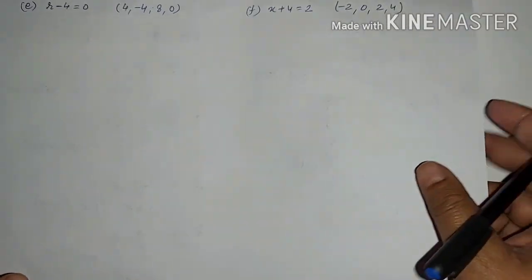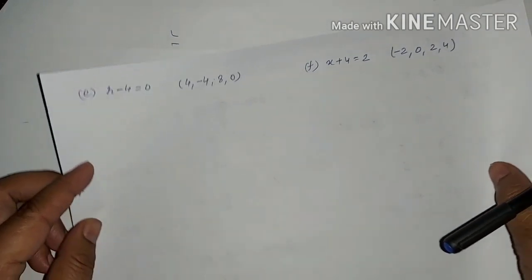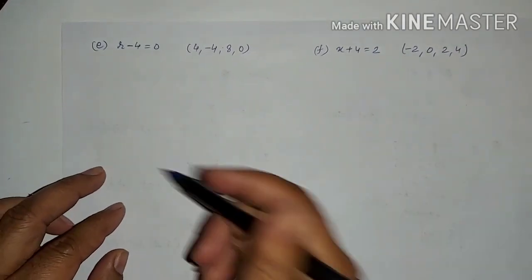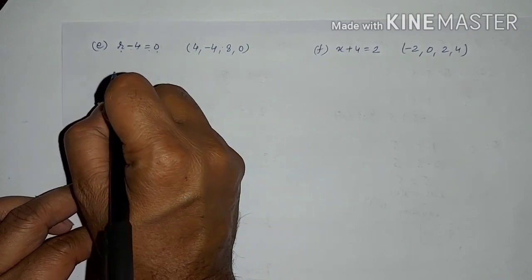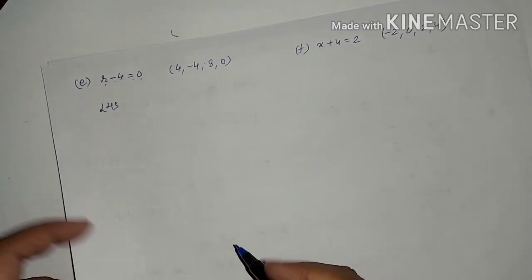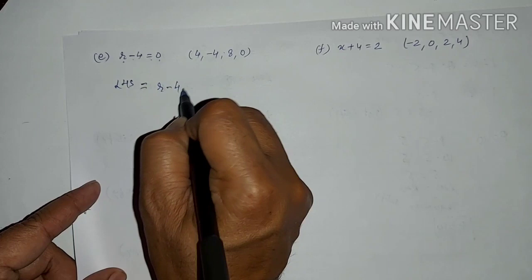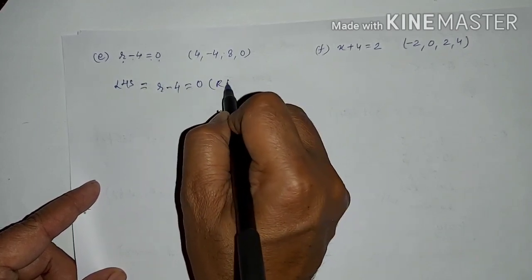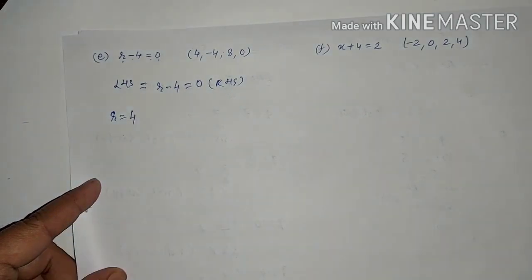Okay, the next question given is r minus 4. R minus 4 is equal to 0. Okay, it means the left hand side is r minus 4 and 0 is the right hand side. First will be r value is 4.